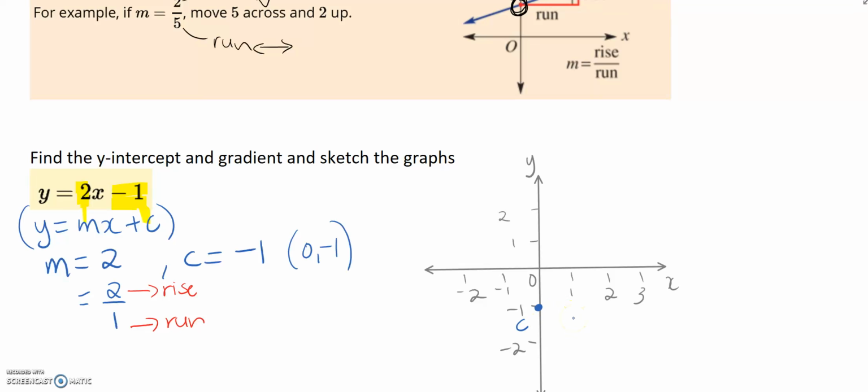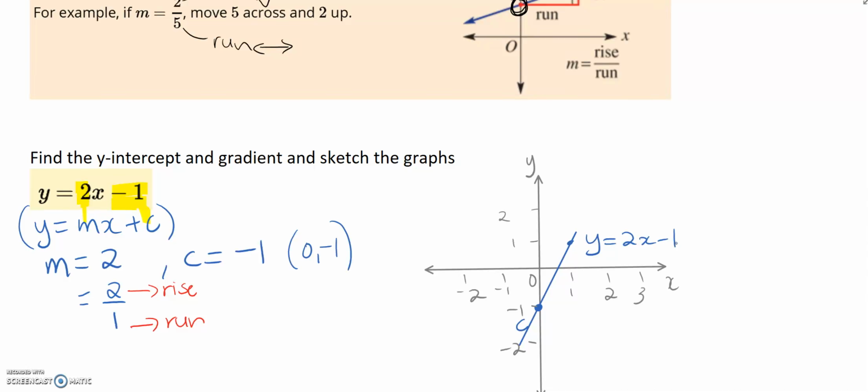Now, to find the next point, that's where the gradient comes in. So you're going to go 2 places up, 1 across. Because both of them are positive, we're going to go up for rise and right for run. So from that point, I'll go 2 places up and 1 across, and I end up at that point. And what I do is I just draw a line joining those 2 points, and that'll give me the line of y equals 2x minus 1.